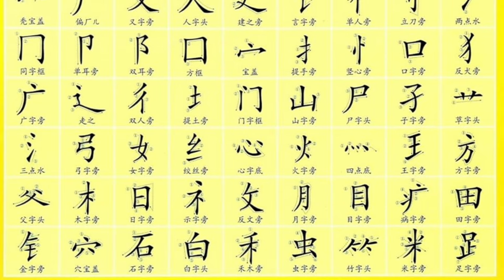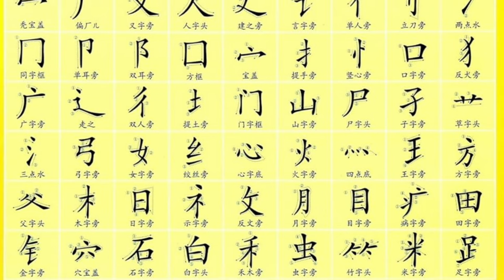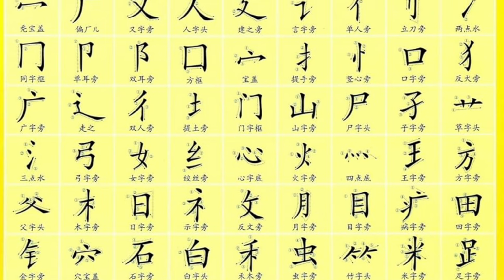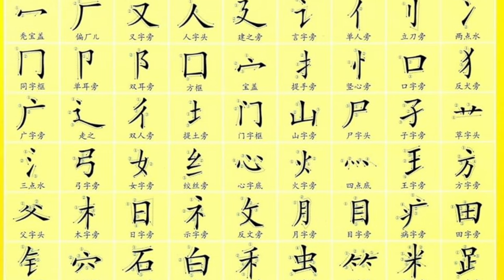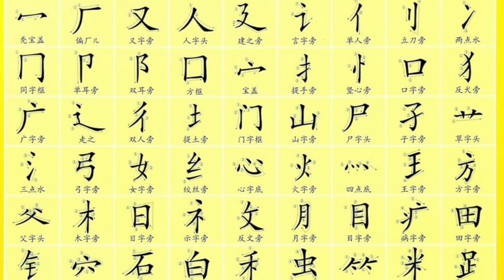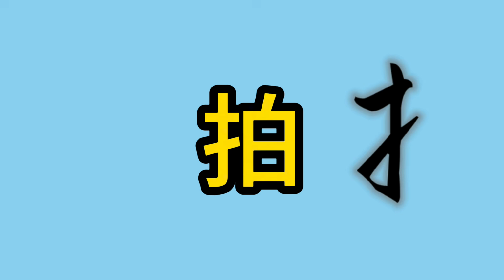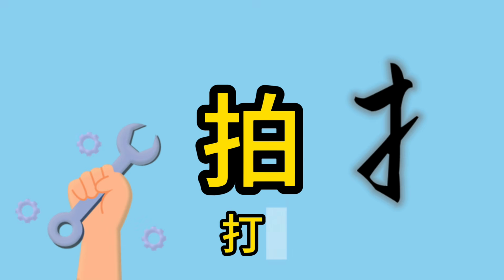So the radicals are meaning hints. It's not 100% rules, but it works. A radical is like a visual hint. There is no perfect rule. It's more like a clue. So let's go back to the three characters. Pai has the hand radical. It's very often related to hand actions. For example, hitting, pushing, holding, grabbing.